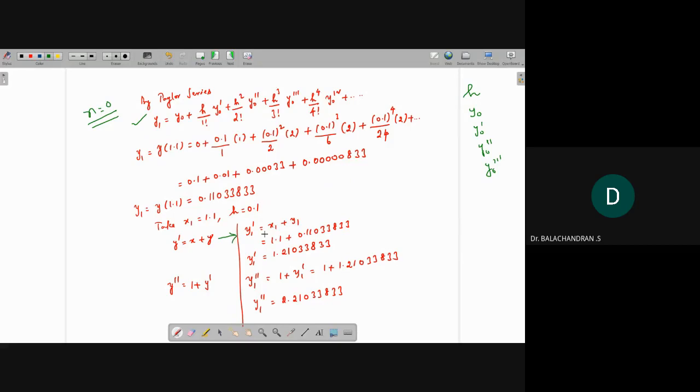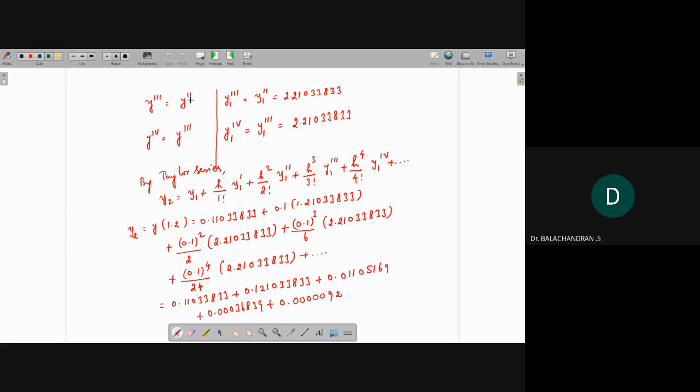Last time you found y naught dash. Now you should find y1 dash. y1 dash is equal to x1 plus y1. x1 is 1.1. y1 is from the previous iteration, I have the value 0.110033833. So the y1 dash value is 1.210033833. Similarly, y double dash is equal to 1 plus y dash, so y1 double dash is equal to 1 plus y1 dash, that is 1 plus 1.210033833. The procedure is very similar. So y triple dash is equal to y double dash. I think you can easily do up to this level.